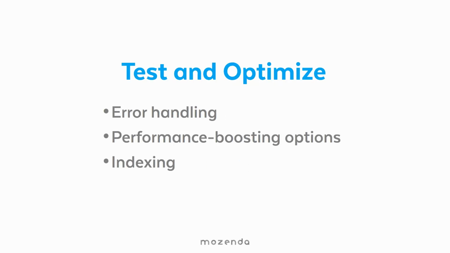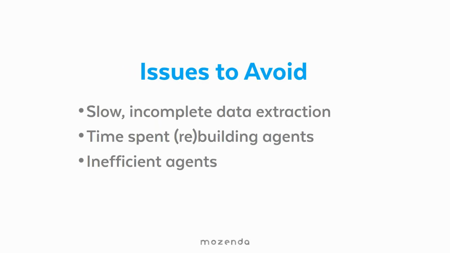Finally, we'll discuss how to test and optimize everything. This is critical because of the need to handle errors that occur on a website, improve the speed of an agent, and see how using things like indexing can deliver results to you much faster. These are all very important things that we'll also be covering.